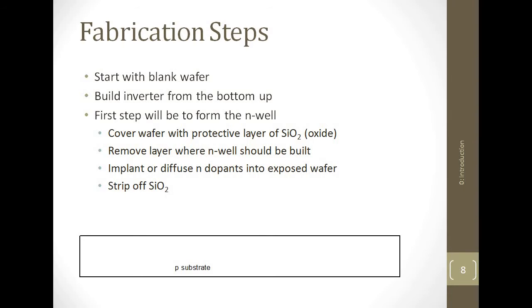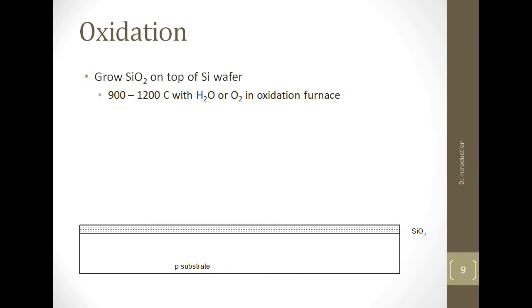So the first step will be to form the N-well. Cover the wafer with a protective layer of silicon dioxide, remove the layer where the N-well should be built, implant or diffuse N dopants into the exposed wafer, then strip off the silicon dioxide. So the P substrate wafer is taken. Now grow the silicon dioxide on top of the silicon wafer, which is done at a temperature of 900 to 1200 degrees centigrade with H2O or O2 in the oxidation furnace.